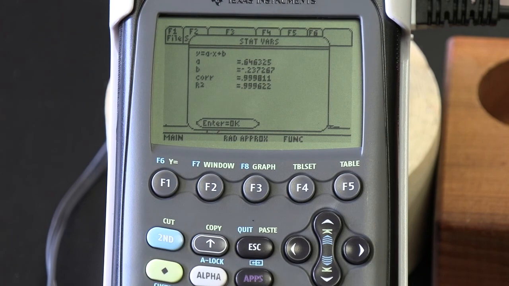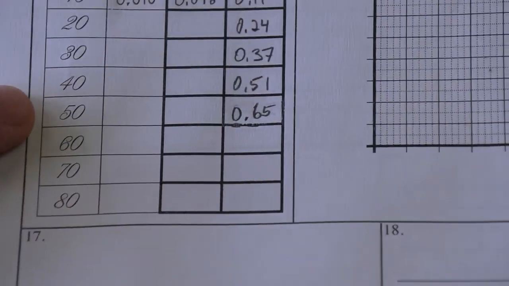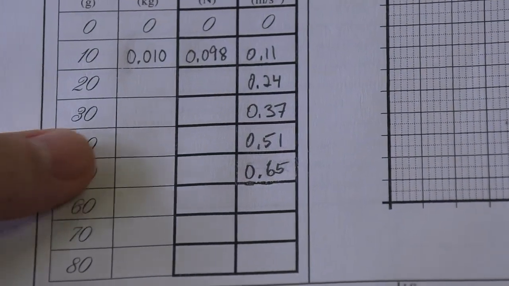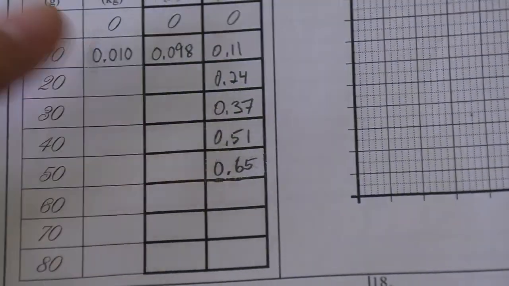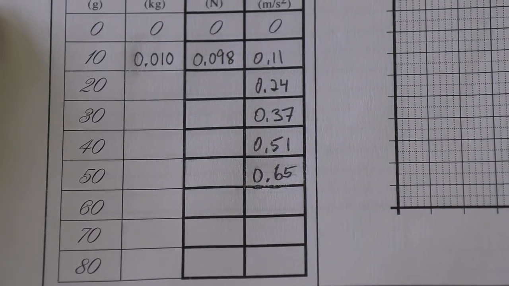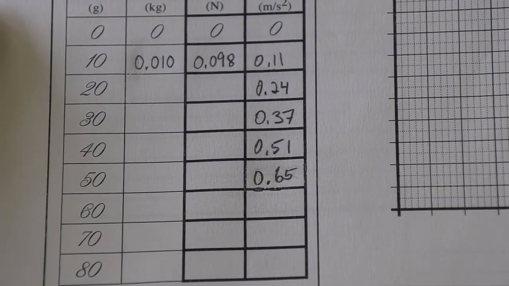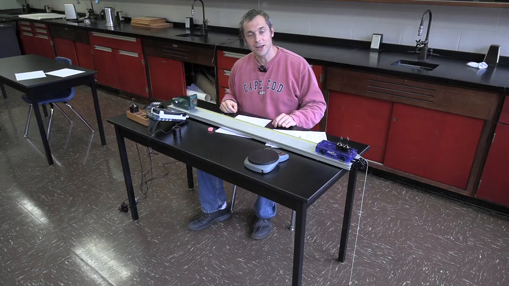And I see about 0.646, which I'm going to call 0.65 for the acceleration. So here is my 50-gram trial run, and it's 0.65. Again, you're not writing that down. You're going to look in the Google Sheet for your own acceleration. So that was 50 grams.